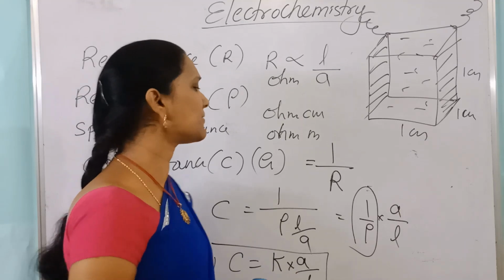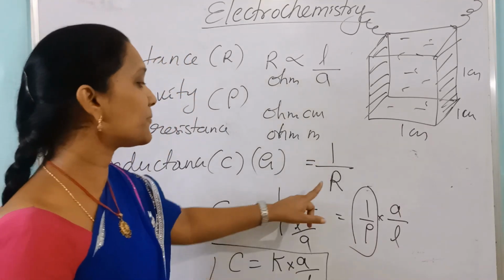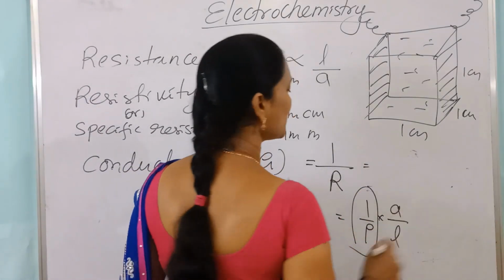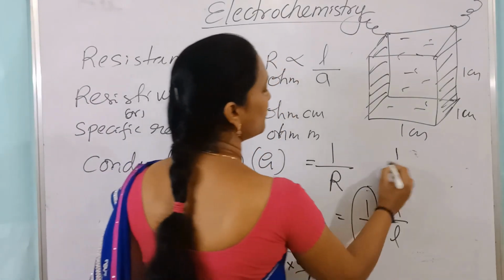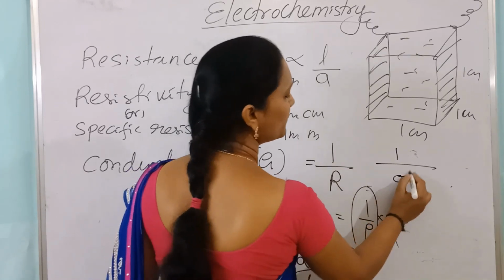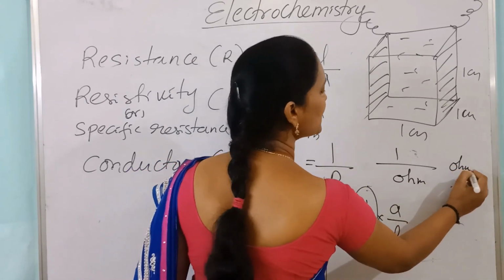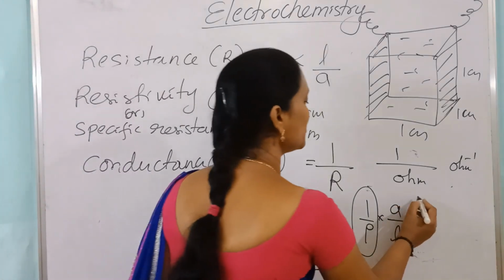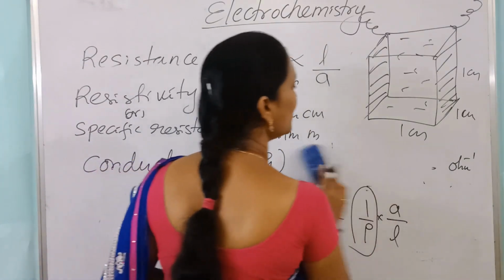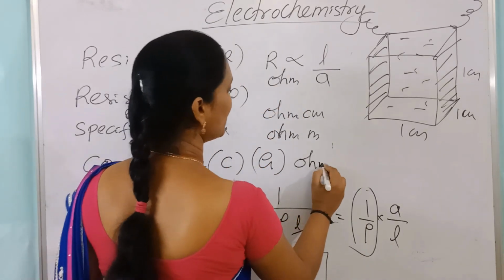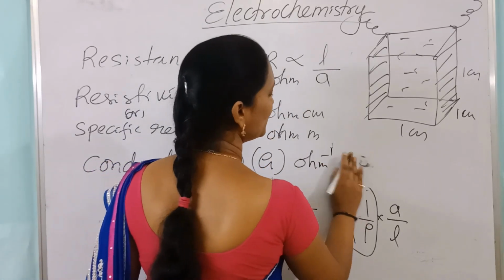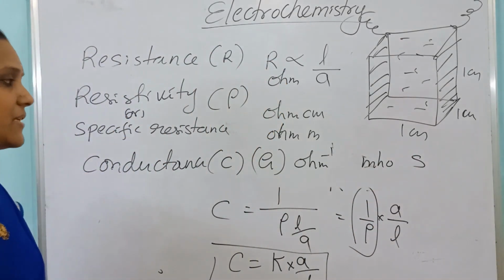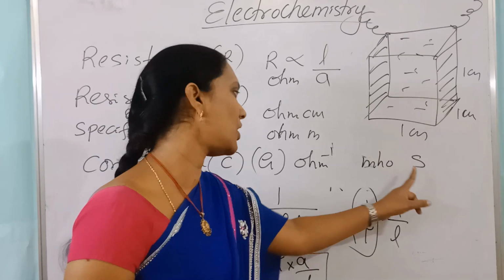Anyhow, what are the units of this one? 1 by R, reciprocal of resistance is the conductance. So the units are 1 by resistance units, ohm, nothing but ohm inverse. So what are the units of conductance? Ohm inverse. Ohm inverse means we can use mho, or Siemens. This is represented by Siemens.